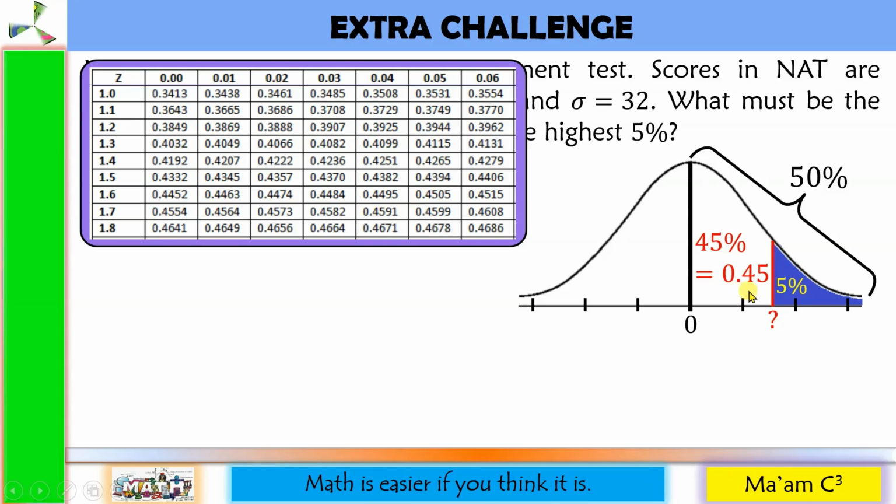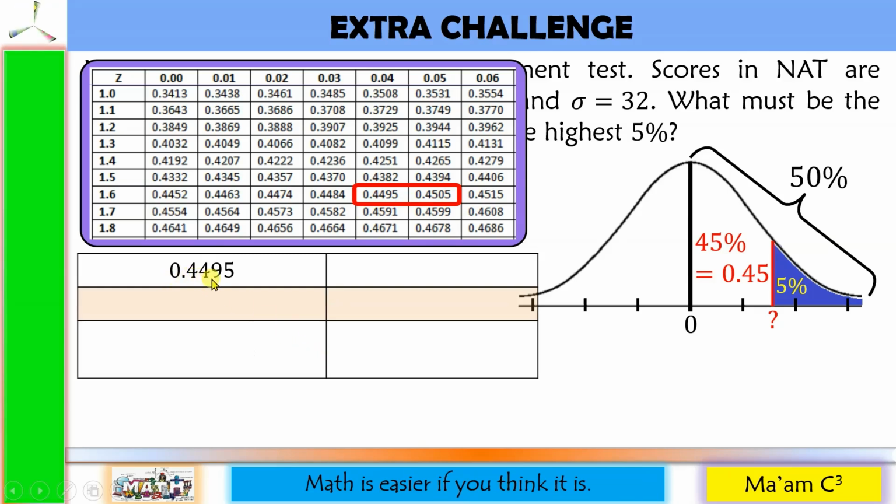The closest to 0.45 is these two areas here. It is not an exact 0.45. So what we are going to do is to interpolate these values here. So let us write 0.4495, this one. The corresponding z-value of this is 1.64. This one, 0.4505, the corresponding value of this is 1.65. Now, to interpolate, we are just going to add these 2 and divide it by 2. And this will give us 0.45. This is what we are looking for.